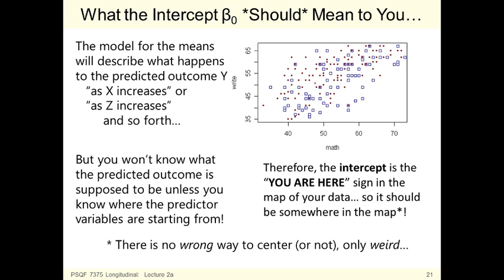So the intercept is the you are here sign that allows us to say, relative to that point, we can talk about what happens as x increases or x decreases, and then we put in other variables as well. There's no wrong way to center, but there are weird ways, in the sense that your intercept needs to be somewhere in the map of your data for it to make sense.